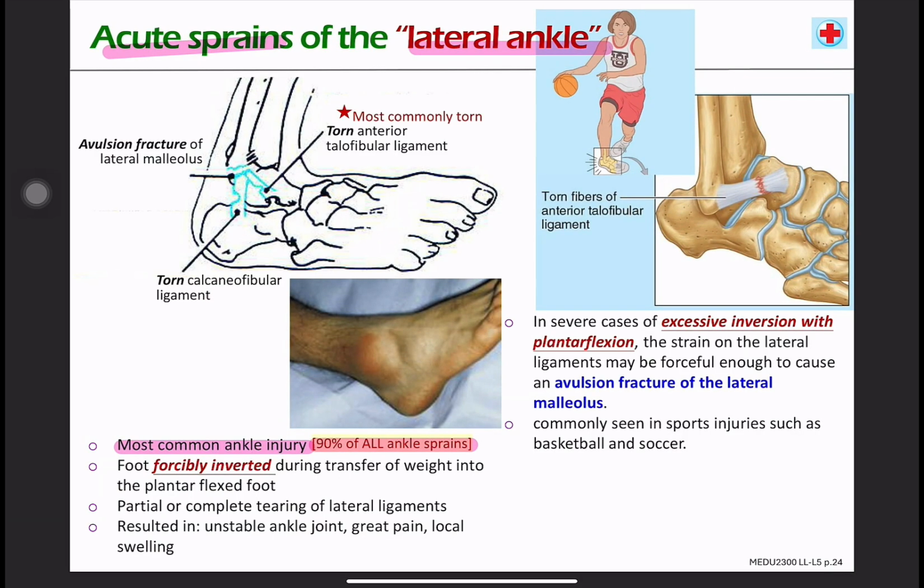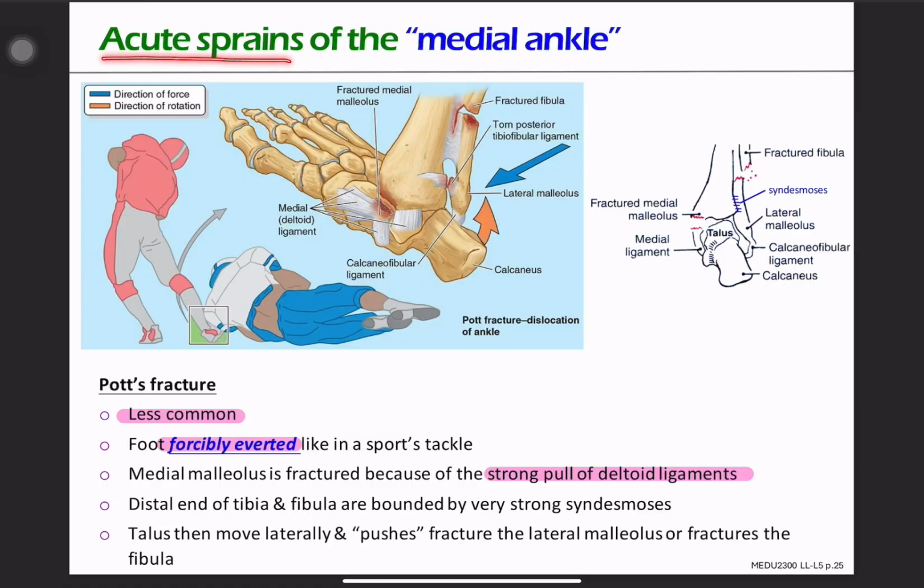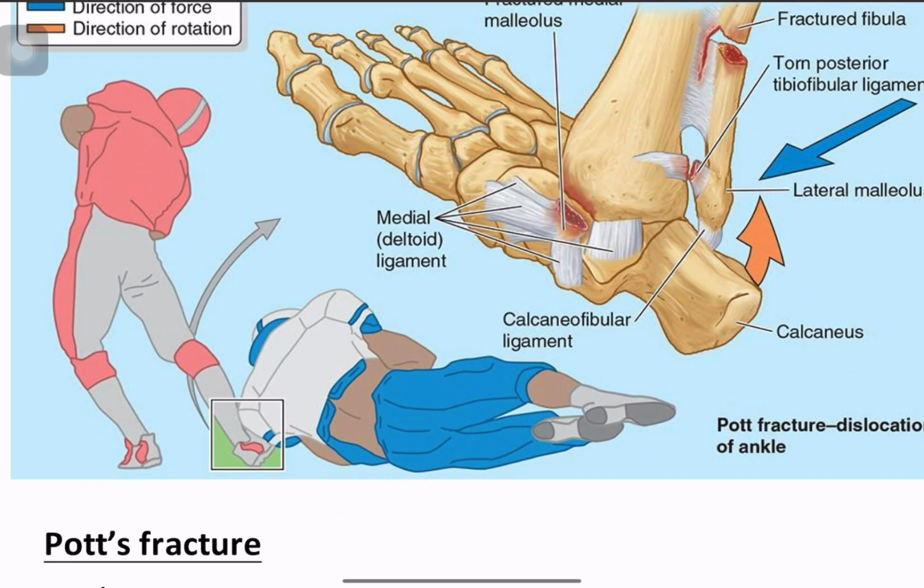So in severe cases of excessive inversion together with plantar flexion, the strain on the lateral ligament may be forceful enough to cause an avulsion fracture of the lateral malleolus, which is quite commonly seen in sports injuries such as basketball and soccer. Acute sprain of the medial ankle is quite rare, right? It is caused by the foot being forcibly everted, like in the sport ankle.